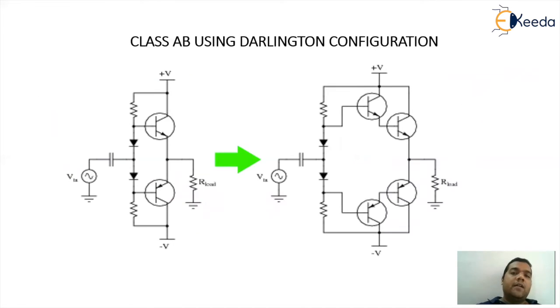Now, if you observe the class AB configuration, it can also be realized using a Darlington configuration, where the normal transistor will get replaced by the Darlington transistor. So you can see the top being an NPN transistor, you can see a Darlington transistor at the top section and the bottom being a PNP transistor. Then you can use the Darlington of P configuration for the lower section. Obviously, the requirement of the voltages will be modified, so the sections will get changed. The input section, which is the biasing section, will be modified or adjusted according to the concept of Darlington configuration.